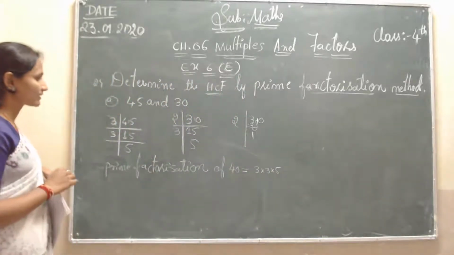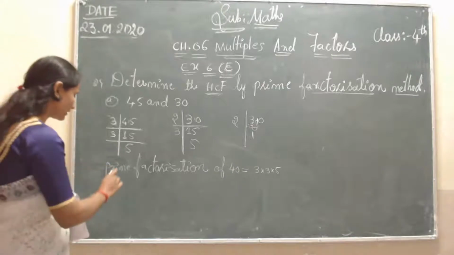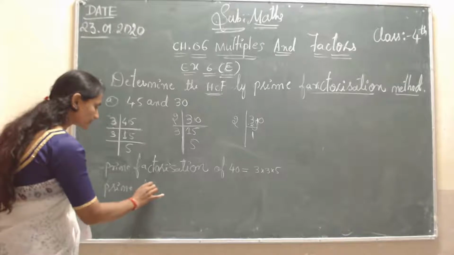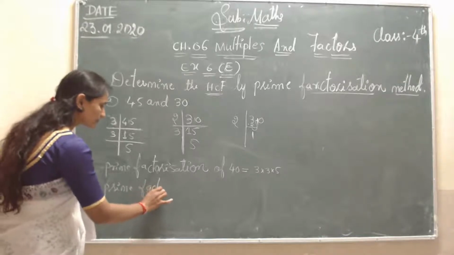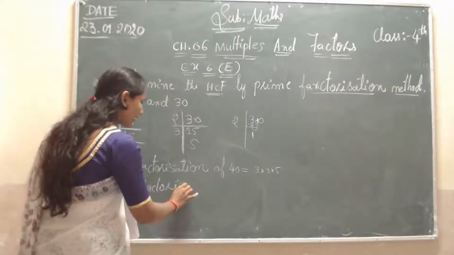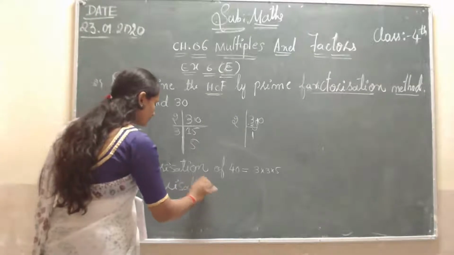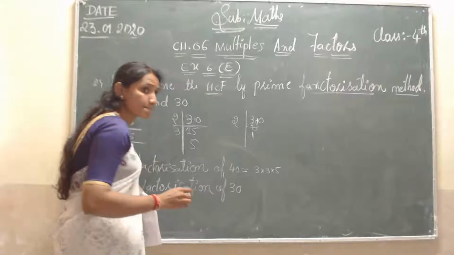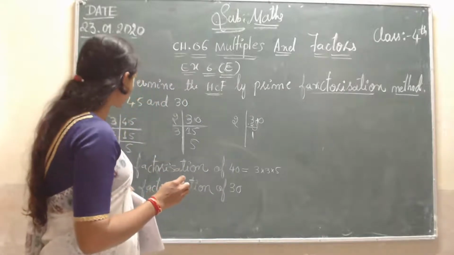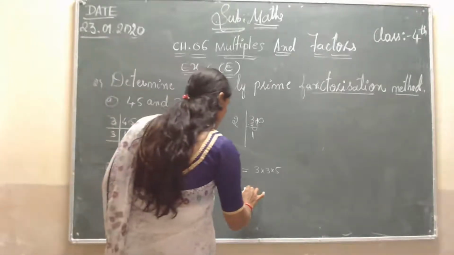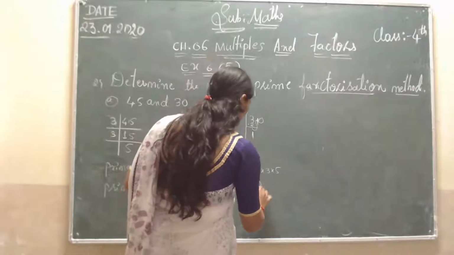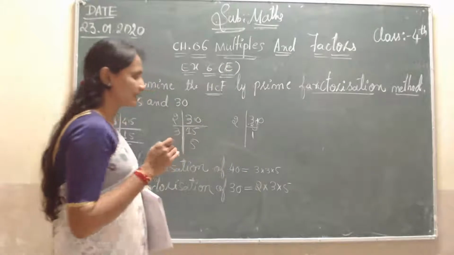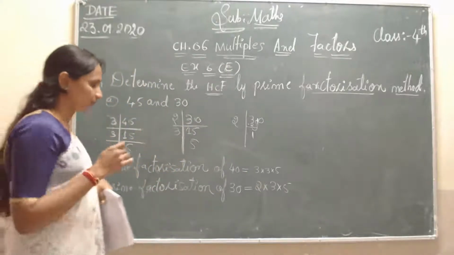So next, students, next is 30. So you have to write prime factorization of 30. So what are the factors? So 2 into 3 into 5. The students have to multiply. 2 3s are 6, 6 5s are 30.